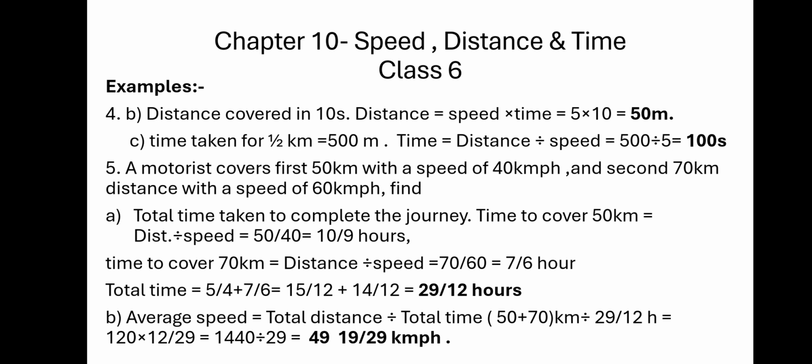divided by total time. And total distance is how much? 50 plus 70. And total time is 29 upon 12 hours. So 120 is the total distance, that is 50 plus 70 is 120. Divided by 29 upon 12 means multiplied by 12 upon 29. Therefore, 12 into 120 is 1440 divided by 29. And in mixed fraction it will be 49 19 upon 29 kmph, kilometer per hour. So we have calculated the average speed as well as we have calculated the total time taken for their journey.